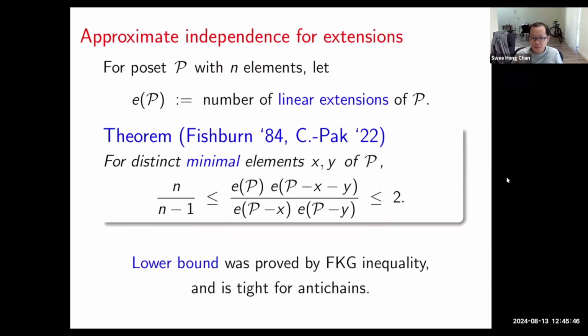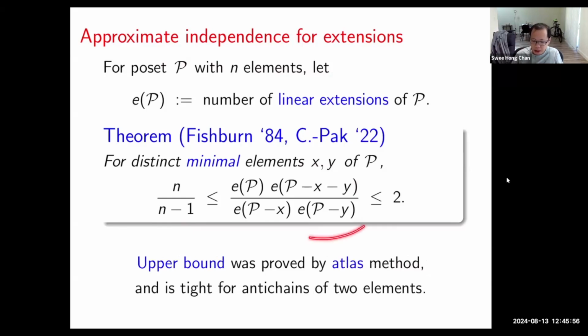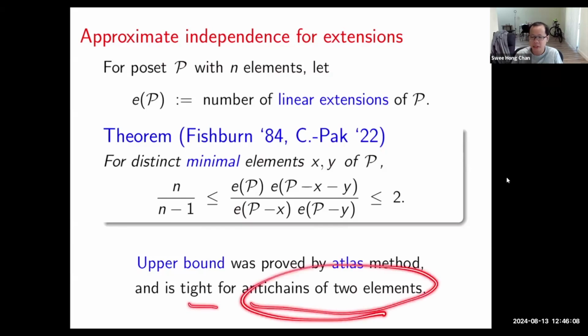The lower bound was first proved by Shepp in 1984. We proved it by using the FKG inequality, and this is tight for antichains. While the upper bound was proved by me and Igor two years ago, in 2022. And as far as I know, this is the only way to prove this, by Alexandrov-Fenchel's method. There is no other way. And we also show that this is tight for antichains of 2 elements. So in a way, it's very rare that unlike the other two cases, or unlike the matroid, where some people believe it can be improved to 8/7, for the poset this cannot be improved.